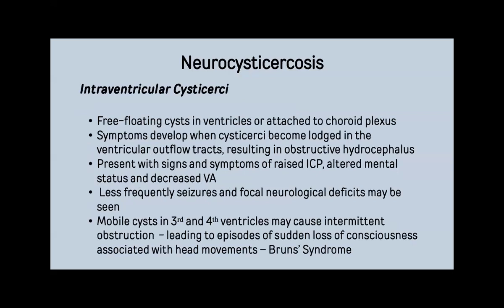Neurocysticercosis can also affect the ventricles. These lesions are free-floating cysts within the ventricles, or they're attached to the choroid plexus. Symptoms develop when the cysticerci become lodged in the ventricular outflow tracts, resulting in obstructive hydrocephalus. Patients present with signs and symptoms of raised intracranial pressure, altered mental state, and decreased visual acuity. Less frequently, seizures and focal neurological deficits may be seen. Mobile cysts found in the third and fourth ventricles may cause intermittent obstruction, leading to episodes of sudden loss of consciousness associated with head movements. This is known as Brun's syndrome.